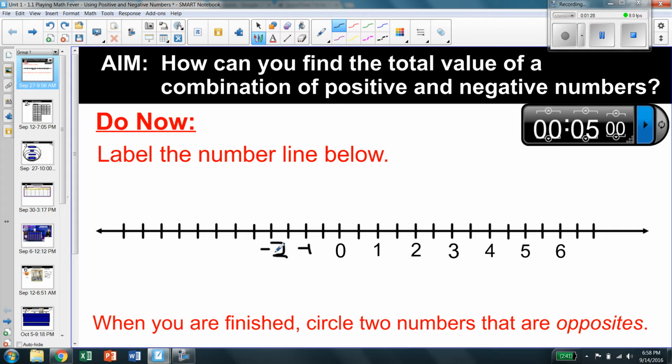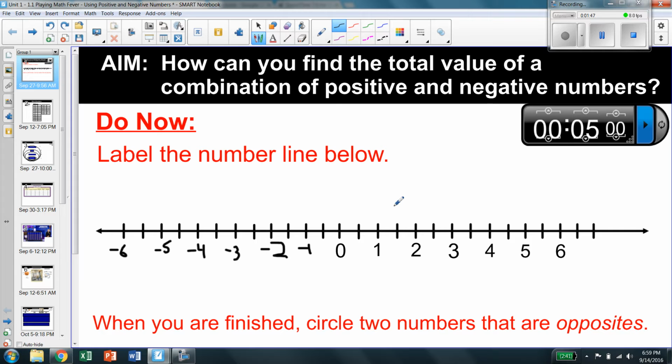Terrible writing on here. Try to get better at that. And then same thing, follow -3, and then -4 is going to take place over here. -5 is going to be over here. And last but not least, -6.